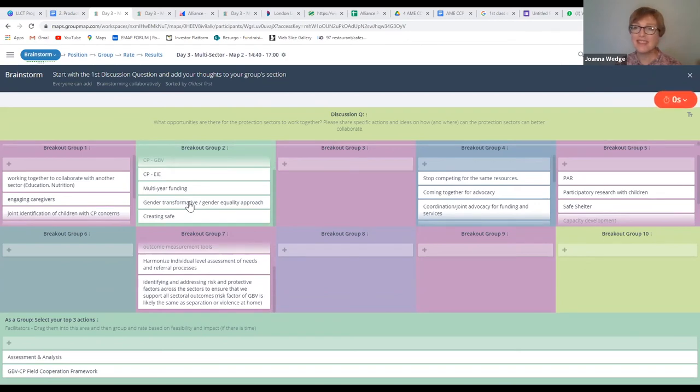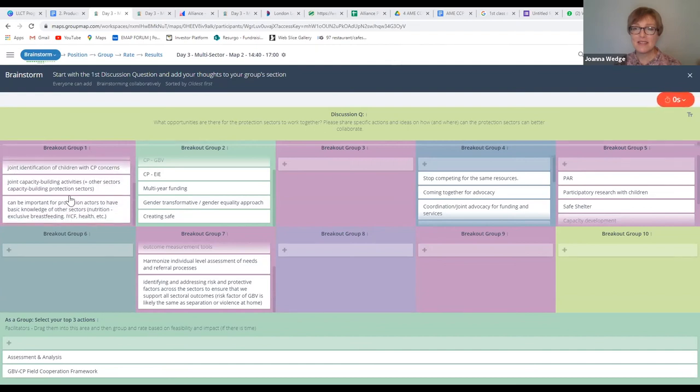Hi, Joanna. I'm happy to say a couple words about group one. So we had different colleagues with experience working on multi-sectoral protection. So we talked a lot about the linkages between the various protection sectors with education and health and nutrition. And another point that came up was also joint work with engaging caregivers, given the interventions that we target particularly in CP and GBV. And then we also mentioned potential opportunities for capacity strengthening. Thanks.